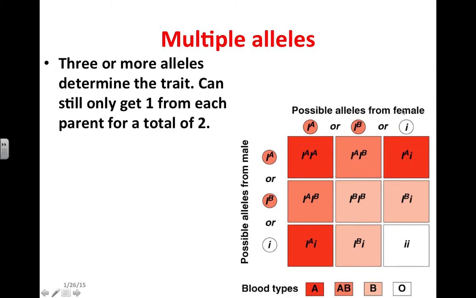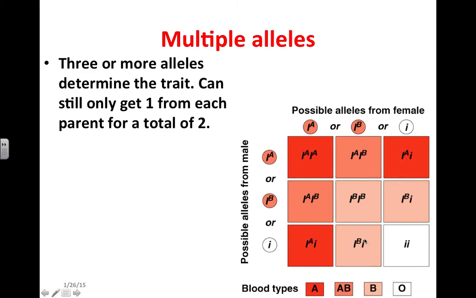We're pretending that this would be the female alleles, and of course these would be the male. If you have blood type A and A, you get an A from mom and an A from dad, so an A and an A. An A from mom, a B from dad, an A and a B. An A from mom, an I from dad, it would be an A and an I. A B and an A from mom would be a B and an A. A B from mom and a B from dad would be a B and a B.